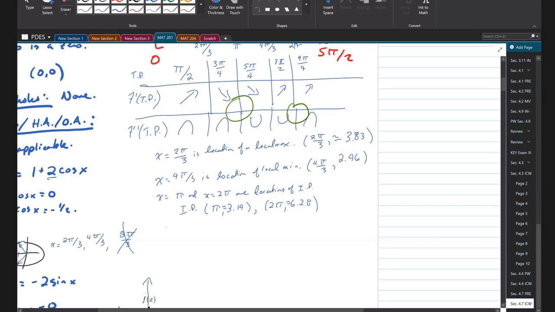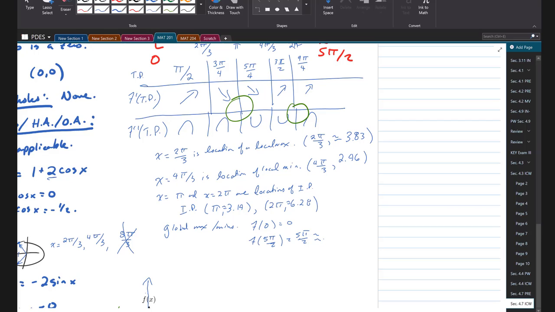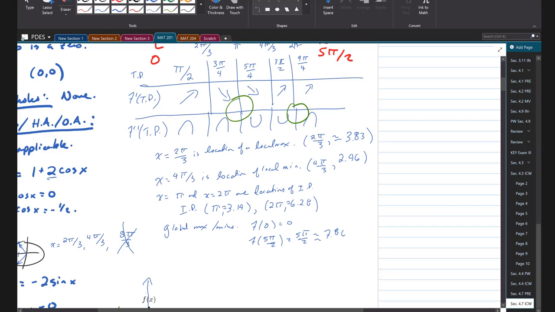The other thing we need to do is look for our global max and mins. And so we also need to evaluate f of 0, which is 0, and we need to evaluate f of 5 pi over 2, which is 5 pi over 2, which is approximately 7.86. Well, that's why that didn't matter. Folks, you don't actually have to make this graph bigger. I'm a liar.